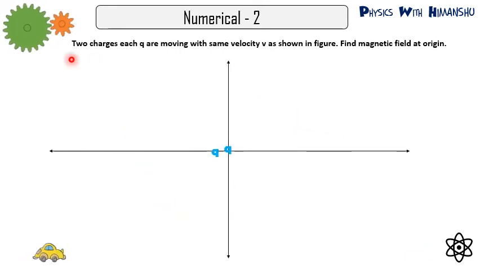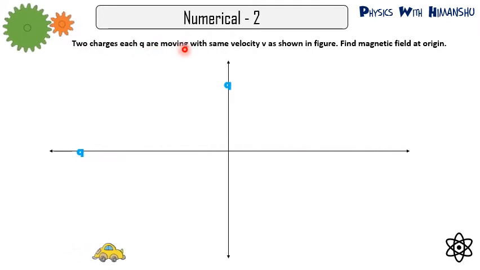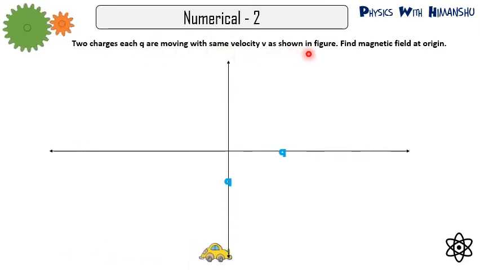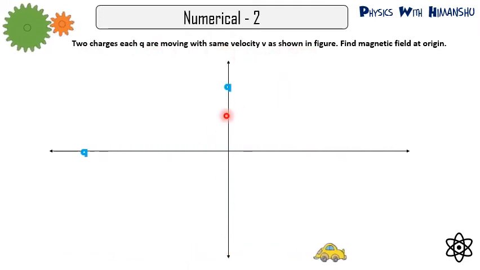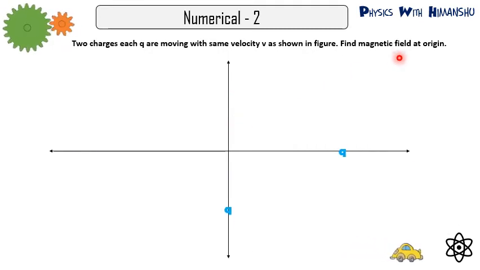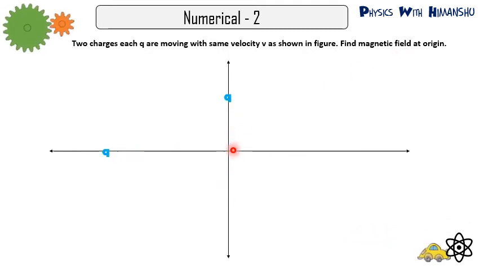There's one more question. Two charges Q are moving with the same velocity V as shown in the figure. You have to find the magnetic field at the origin. So this is another assignment for today. You have to solve this question and send it to me.